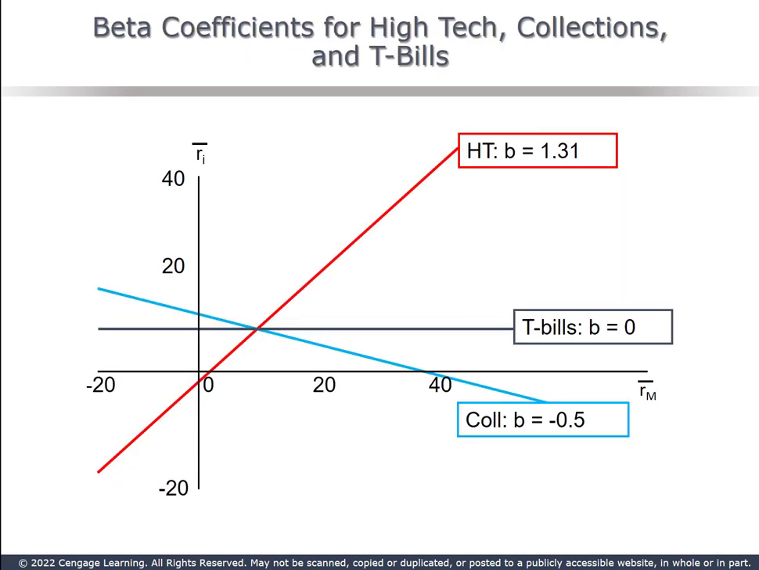This graph shows the regression lines for high-tech, collections, and the Treasury bill. Well, the T-bill doesn't vary. Its beta is 0, so it's a flat line. HT's regression line is upward sloping with a slope of 1.31. Collections is downward sloping with a beta of minus 0.5.